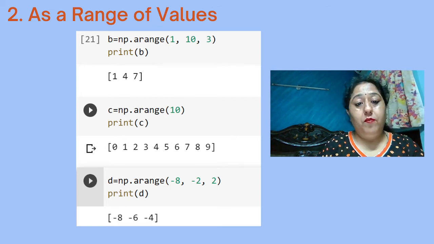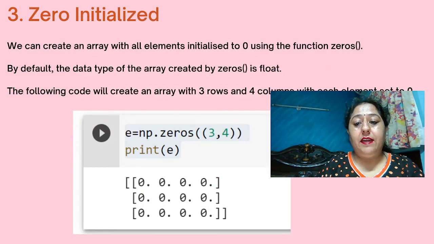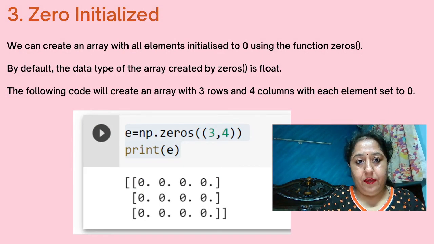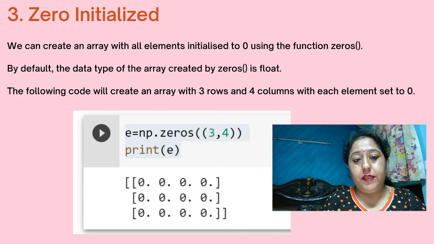Now, moving further. The next method is zero initialized. We can create an array with all elements initialized to 0 using the function zeros. By default, the data type of the array created by the zeros function is float. The following code will create an array with 3 rows and 4 columns with each element set to 0. So here you have np.zeros(3, 4). So you have now here 3 rows and 4 columns with each element set to 0.0.